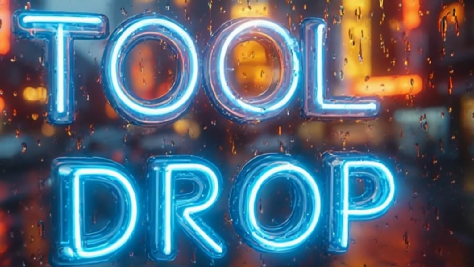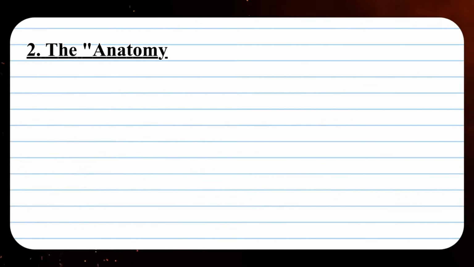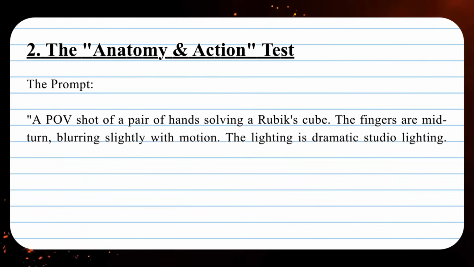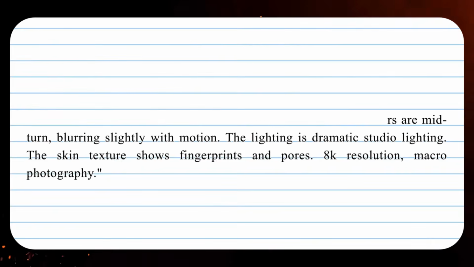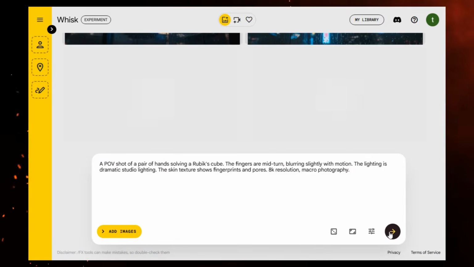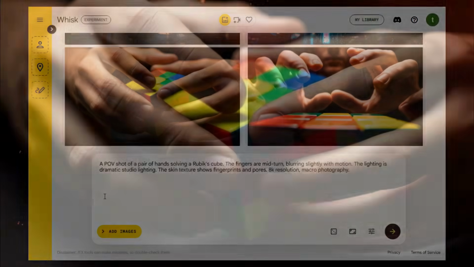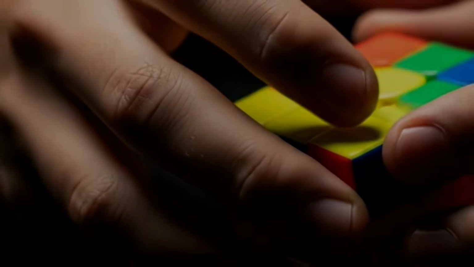And if you think that was interesting, the next test exposes every model's weak spot. AI hates hands. If hands had a lawyer, every model would be in jail by now. This prompt forces them to render 2 hands, interacting with motion blur and studio lighting. Brace yourself. Whisk AI. Best motion blur. Best contrast. It actually looks like a stage studio shot. Whisk flexed a little here.